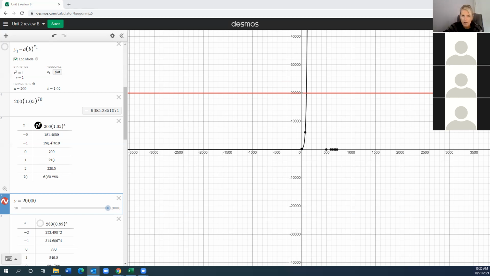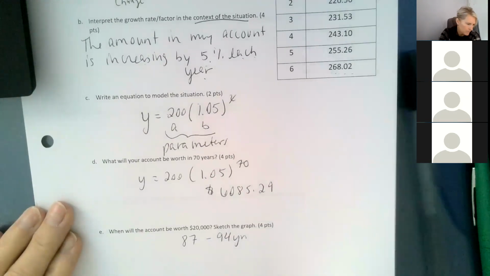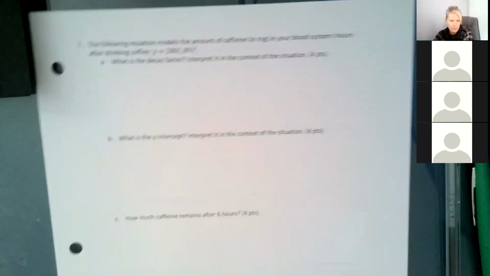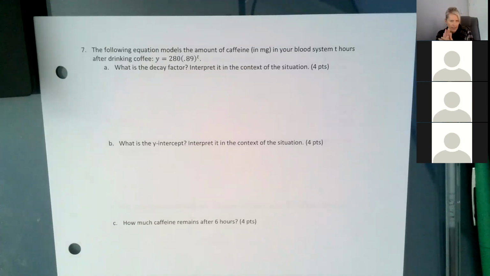Okay. So let's go back to the paper here. This is how I wrote mine out. I'm going to move on to question number 7. I'm giving you an equation. This is talking about caffeine in your blood after drinking coffee. So we've looked at one of these coffee ones before.